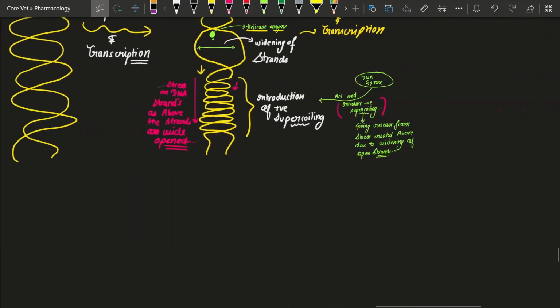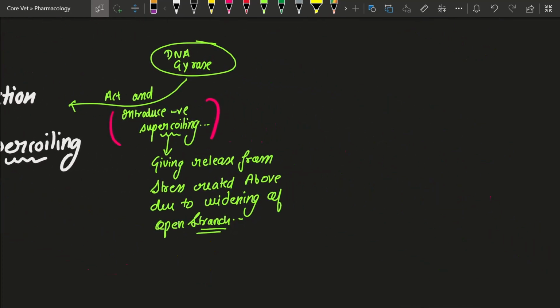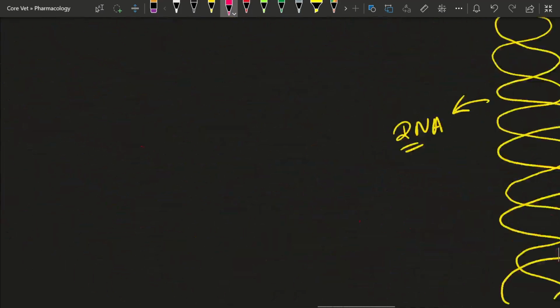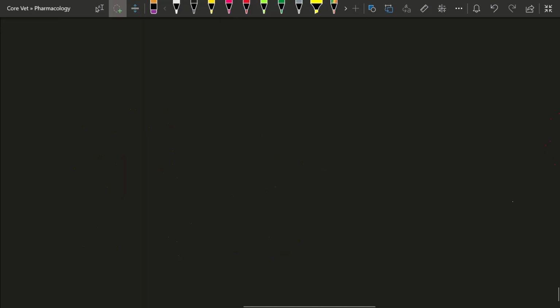In a similar fashion, when the helicase is going to open up the strand or unwind the strand, it will lead to the creation of stress in the DNA, right? So to prevent that stress, there is DNA gyrase, which introduces what? The negative supercoiling, to release the stress that is created due to the unwinding of the DNA structure. So that was the purpose of the DNA gyrase. I hope this function of the DNA gyrase is clear to you, right?